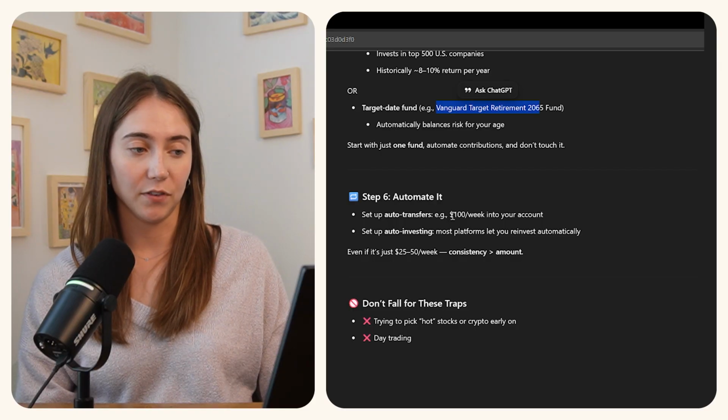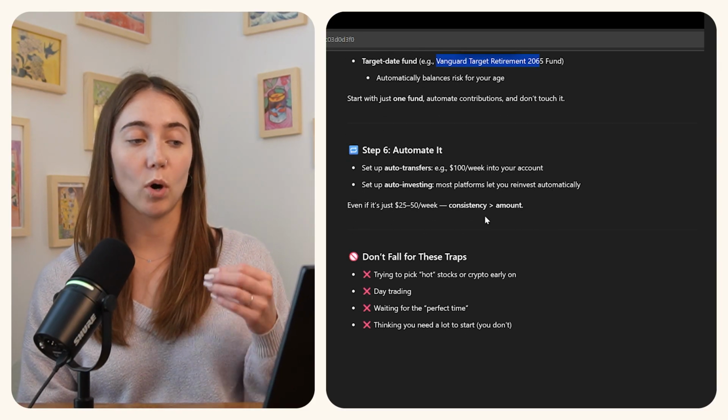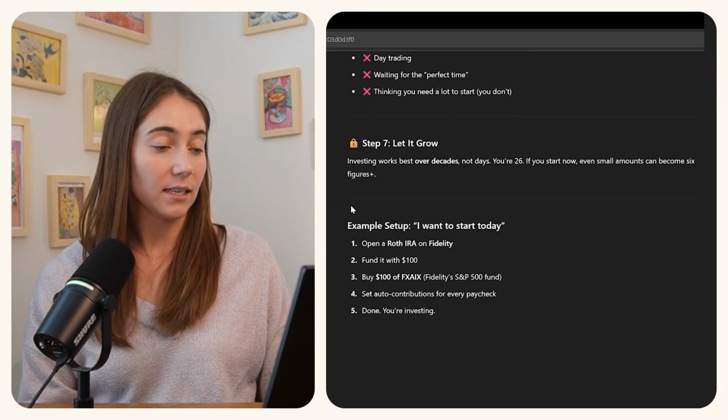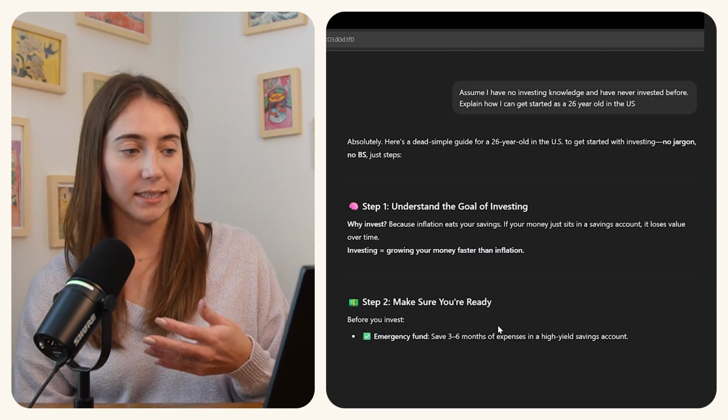So set up auto transfers and make sure that I'm reinvesting automatically. And it's saying consistency is more important than the amount. Then I need to let it grow and it's telling me to walk through it. So that was a lot in terms of actual actionable things that I need to do.